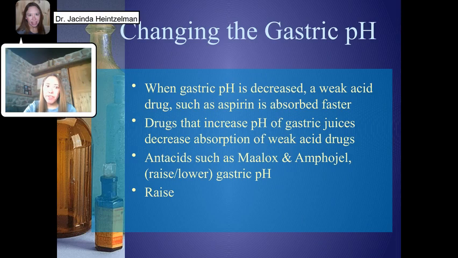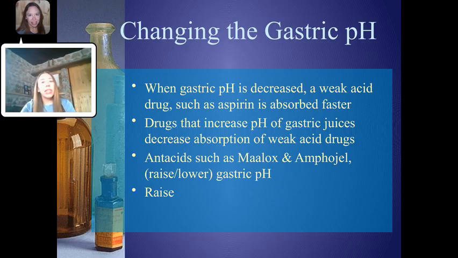I need you to think back to the first day of class when we talked about gastric pH levels and ionization of different medications. So when gastric pH is decreased, a weak acid drug such as aspirin is going to be absorbed much faster. And remember, drugs that increase the pH of gastric juices can decrease absorption of those weak acid drugs. So here's an example. Antacids, such as Maalox and Amphojel, are they going to raise or lower the gastric pH level? Well, they are going to raise the level of the gastric pH level.